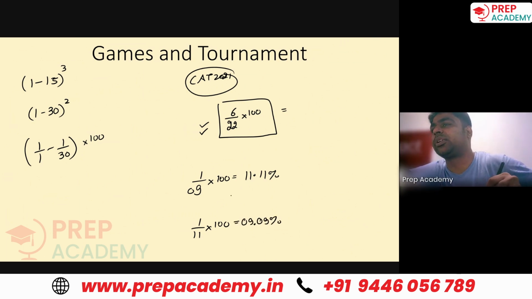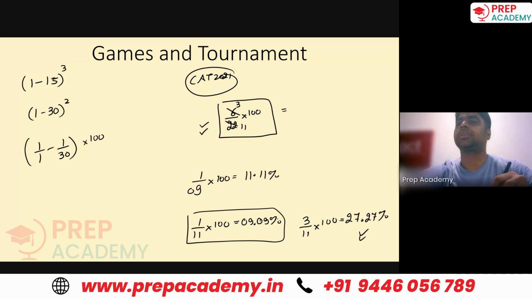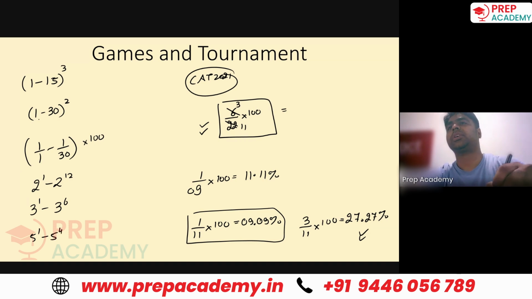So as soon as you know this, and when you take up 3 by 11, if 1 upon 11 is this much, then 3 upon 11 would be the triple of 9, which is 27. So that would become your answer. So these things you should be knowing. 2 ki power 1 up till 2 ki power 12, 3 ki power 1 to 3 ki power 6, 5 ki power 1 to 5 ki power 4 is more than sufficient. Tables, if you know, are very helpful.